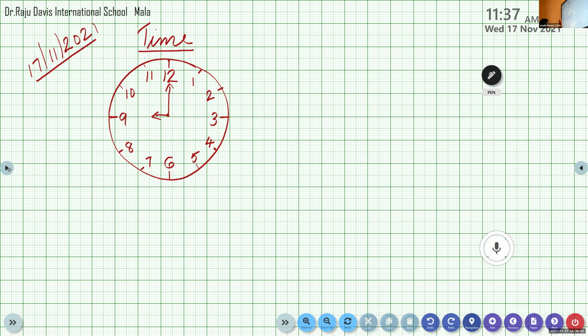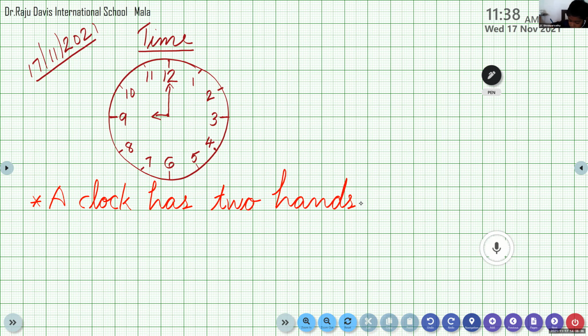This first point is the long hand. A clock has two hands. The clock has two hands. Ma'am, I cannot see.